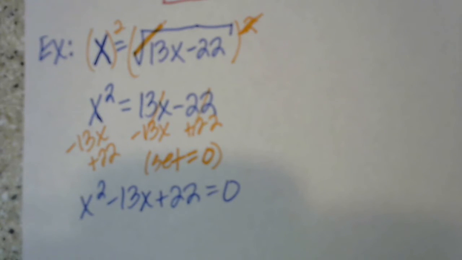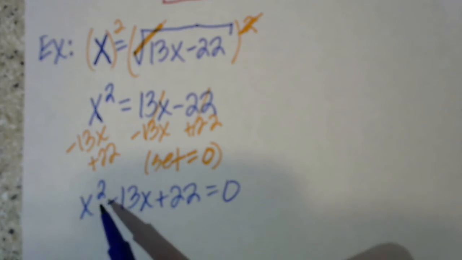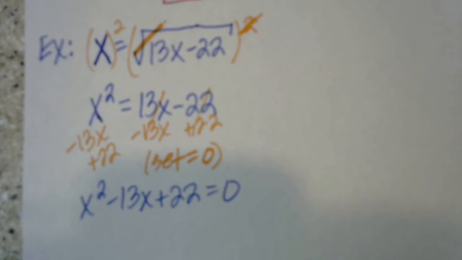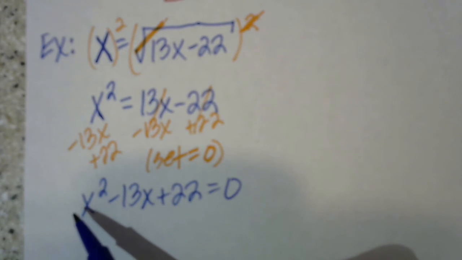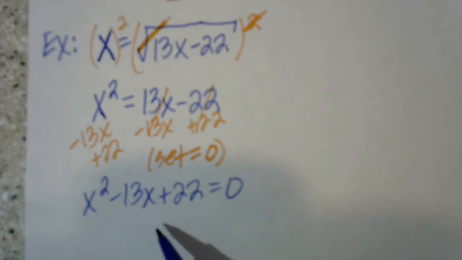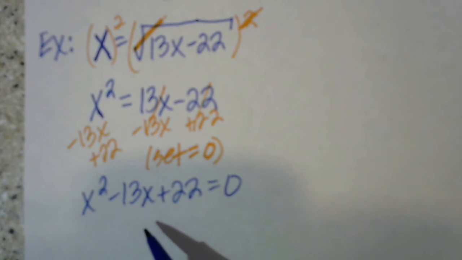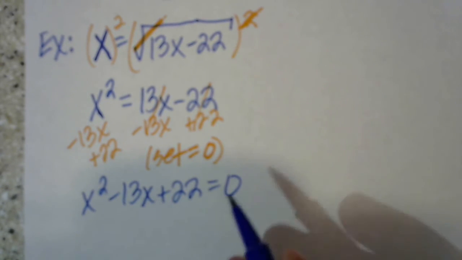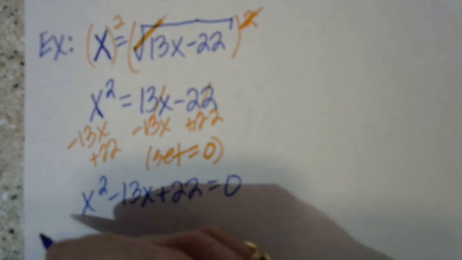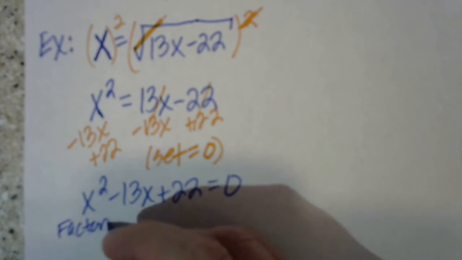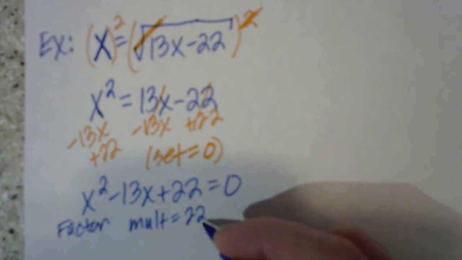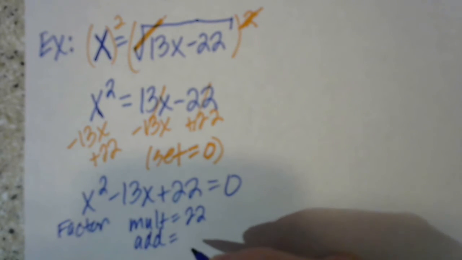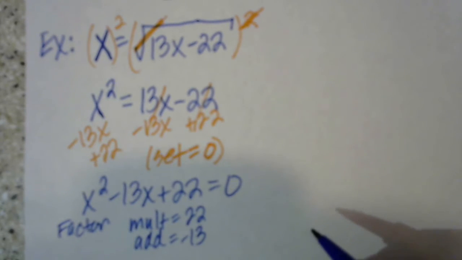So hopefully, guys, you recognize that because I've got this exponent, I also have a possibility of 2 answers. Right? Because when we set a trinomial with leading coefficient 1 to 0, I know that the next step is to factor and set those binomials equal to 0. So here I'm going to say, well, I know I need to factor. So what multiplies to give me 22 and adds to give me negative 13?